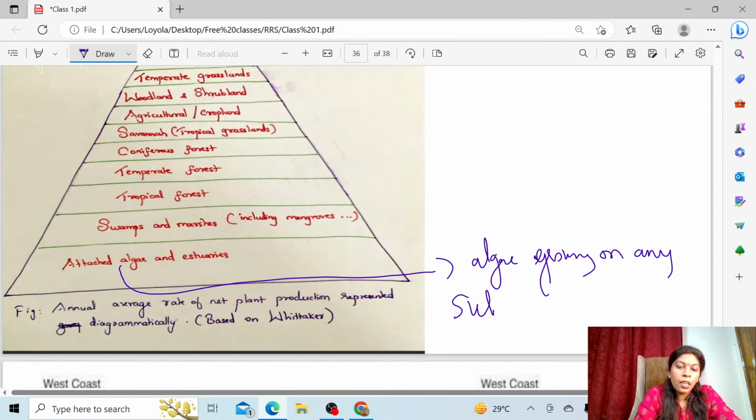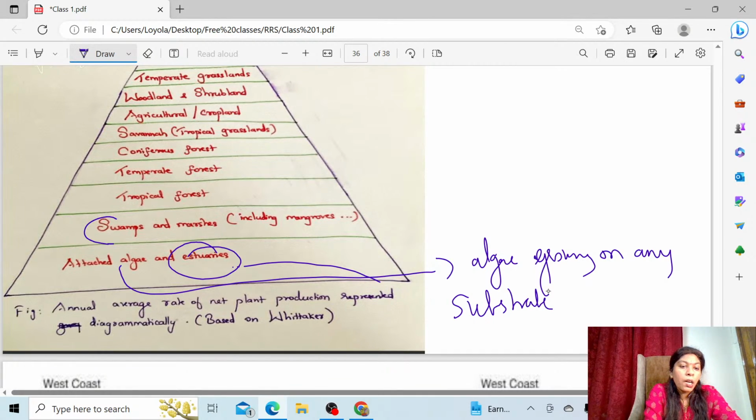Okay, it can be a rock, it can be a tree. So algae you will find everywhere. Even in the marine environment you can find algae floating. It is attached and growing everywhere, so it is a highly productive ecosystem in the world. Same way, you take estuaries, where you can find these algae also. Along with that, there are a lot of phytoplanktons present in the estuaries, and estuaries are highly productive. Equally, algae and estuaries are highly productive.